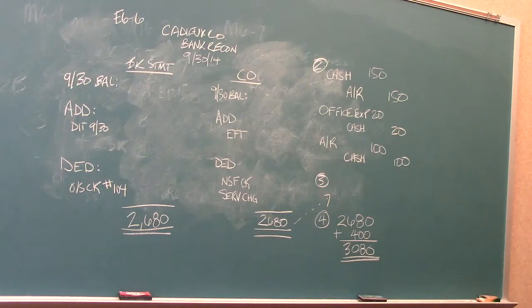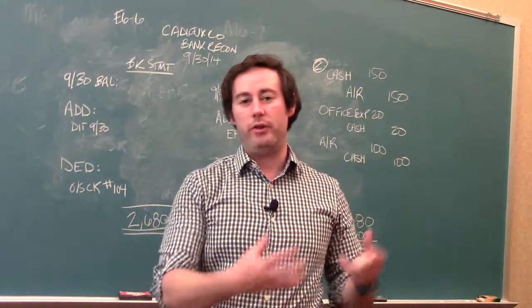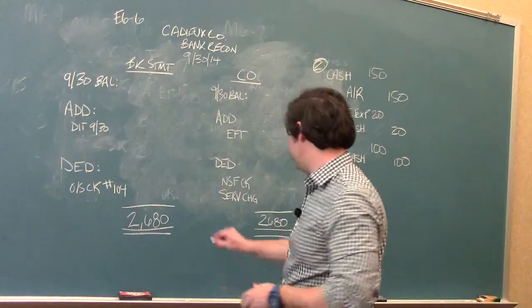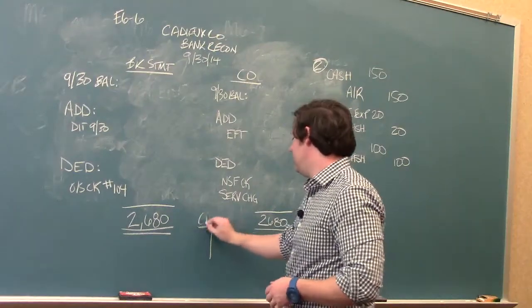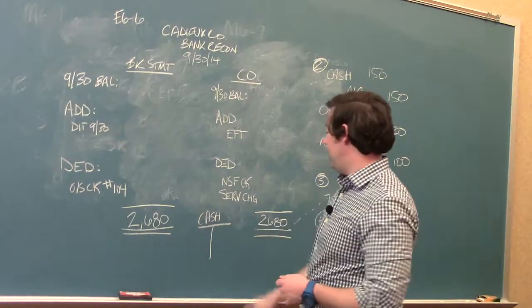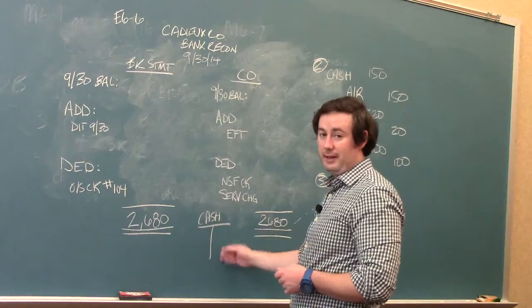Remember, the T account is the summarization process where we take all the journal entries that we've made and put them into a format that looks like a T, like this. So cash is listed out here, right? And it increases on the debit side and decreases on the credit side.